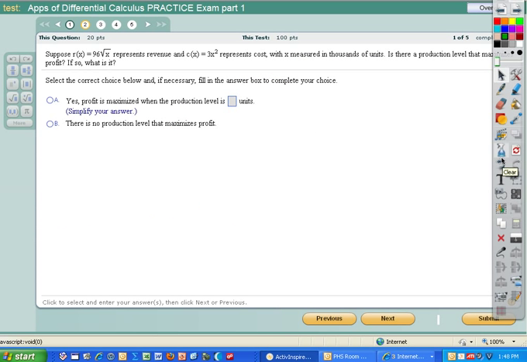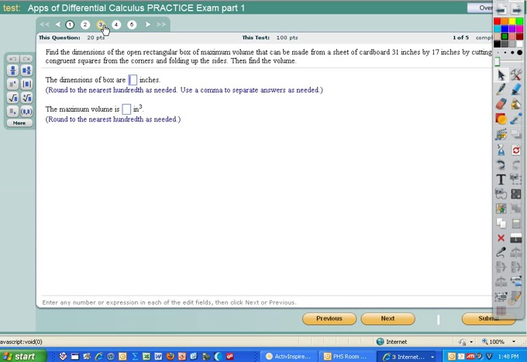Okay, so how about this one? Find the dimensions of the open rectangular box of maximum volume that can be made from a sheet of cardboard 31 by 17. Now, we've done a bunch of these. Maybe we can sort of make this one a little quicker.